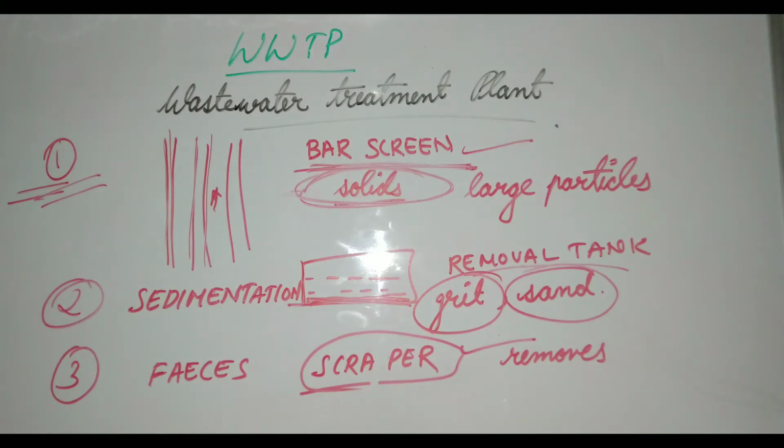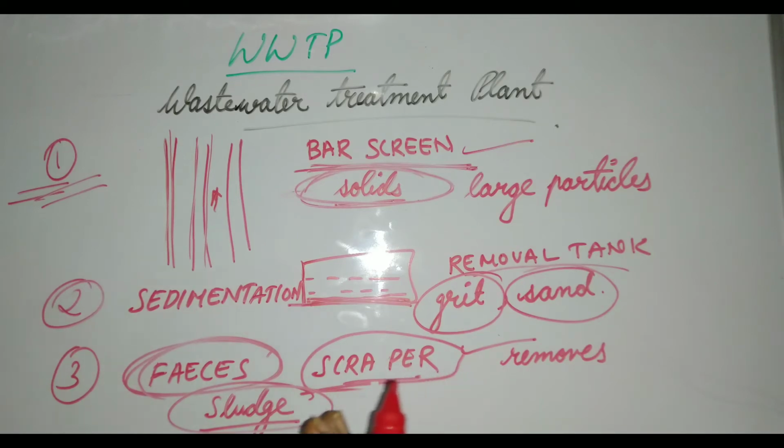Okay, they are removed by the scraper. This is called as what? Sludge. So what is sludge? Sludge is nothing but the solid particles like feces which are removed by the scraper. So the solid particles like feces are nothing but what? The sludge. So they are basically removed from the tank.